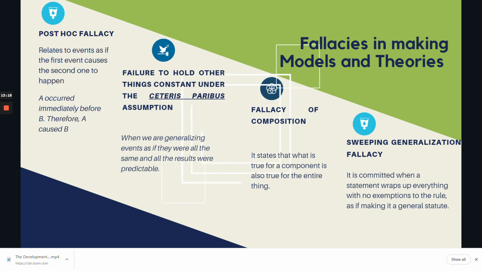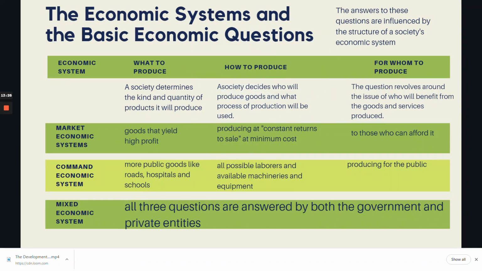So we will be dealing with production, what to produce, how to produce, and when to produce. So there are three basic economic systems, and there are also basic economic questions. These are the basic questions: what to produce, how to produce, and for whom to produce.